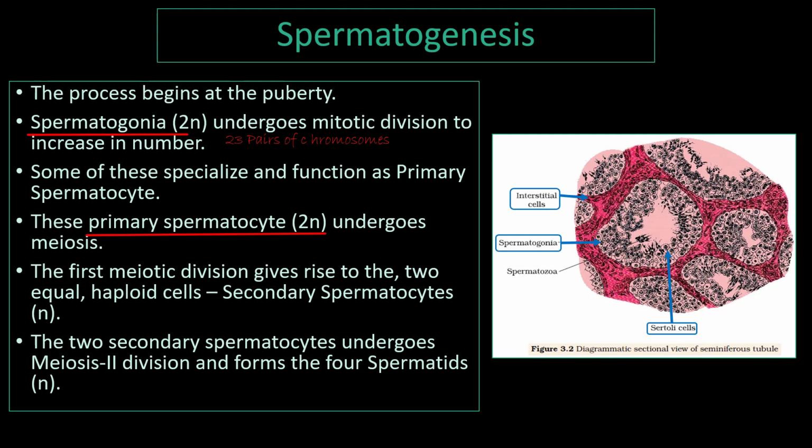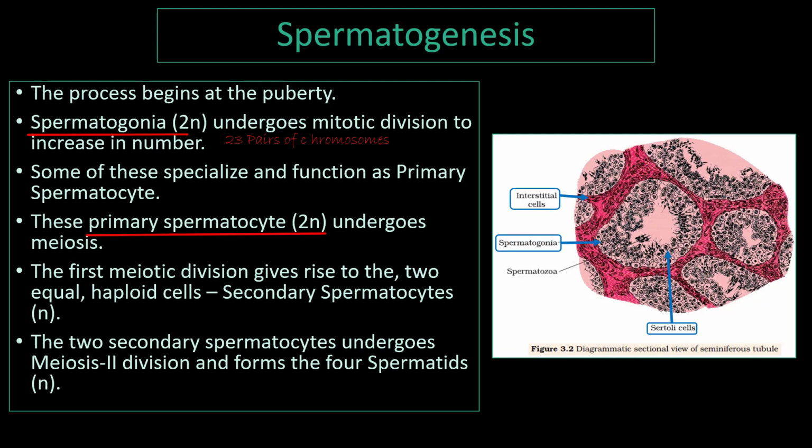Remember, meiosis occurs in meiosis 1 and meiosis 2. It is reductional cell division. That means there is reduction in the number of chromosomes in meiosis 1. So during the first meiotic division of the primary spermatocyte, it gives rise to two equal haploid cells, and these haploid cells are going to contain only half of the number of chromosomes compared to the original primary spermatocyte. That is, now they contain only 23 chromosomes and not 23 pairs of chromosomes.